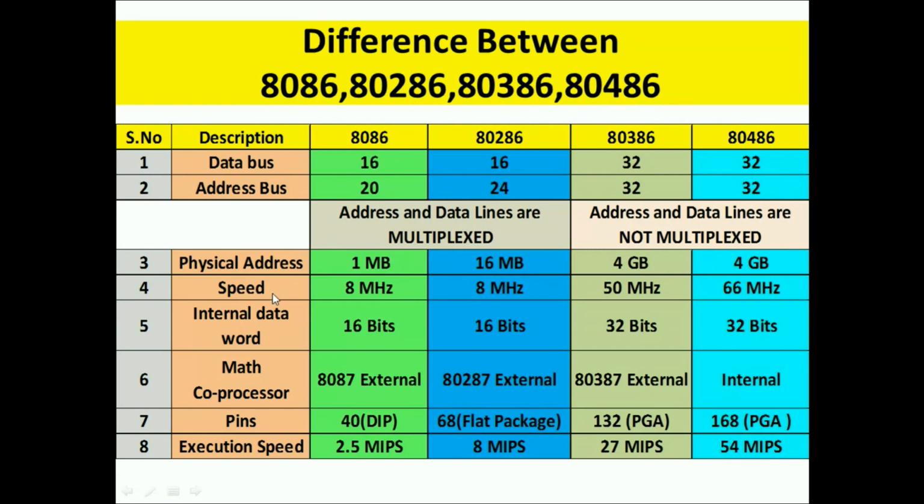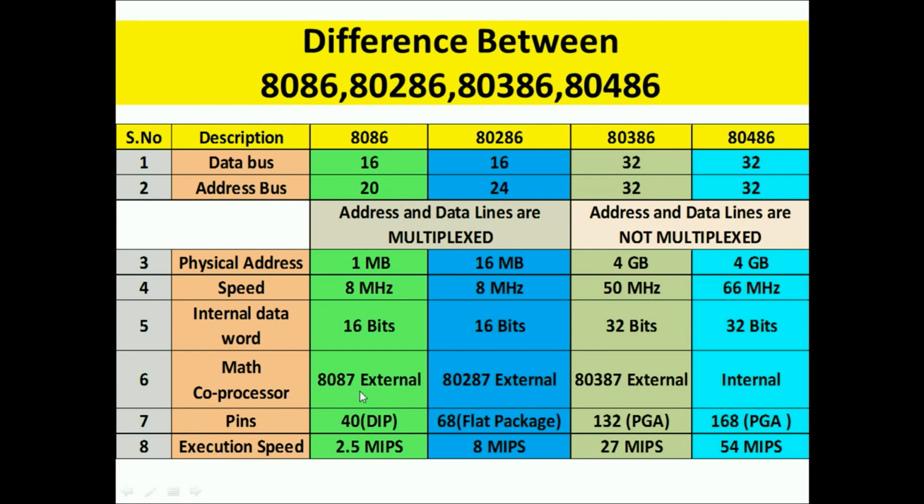And if you see the speed, for 8086 it is 8 MHz, and for 286 also 8 MHz, and for 386 it is 50 MHz, and finally 486 has a 66 MHz speed. And the word size of 8086 is 16 bit, and for 286 it is also 16 bit, and for 386 and 486 it is 32 bit.